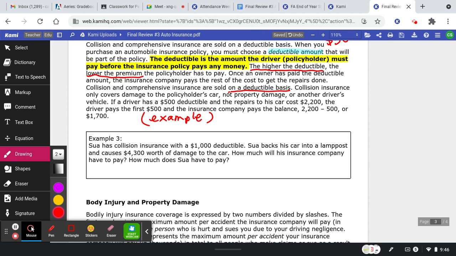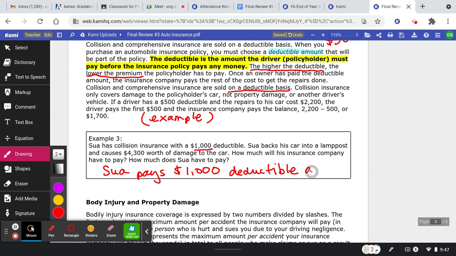Sua has collision insurance with a $1,000 deductible. Sua backs his car into a lamppost and causes $4,300 worth of damage to the car. How much does his insurance company pay, and how much does Sua have to pay? Well, Sua pays the $1,000 deductible. He caused the damage. He pays the deductible.